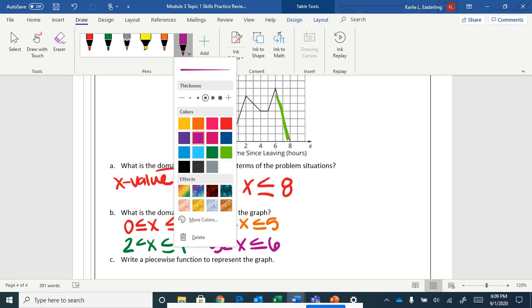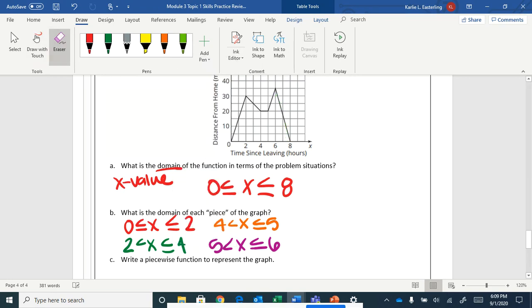And then finally, for that light green piece, start at 6. We're finally going to end at 8. And so our domain is accounted for in every piece here. So we have all the way from 0 until 8 accounted for in all those pieces there.